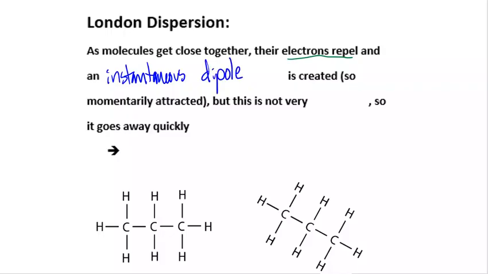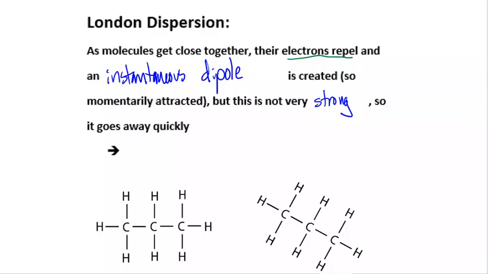So hold on a second. What does dipole mean? Well, we saw that previously when we saw a separation of charge. There was an atom that had a partial positive and an atom that had a partial negative. That's exactly the same thing here. Di means two, and pole is like the two poles of a magnet. So an instantaneous dipole is created, and they're momentarily attracted. However, this is not very strong, so it goes away quickly.